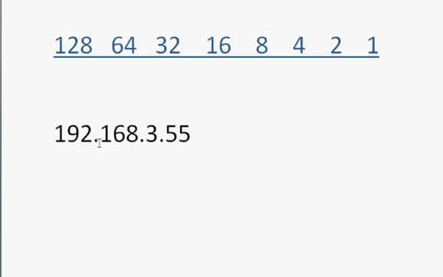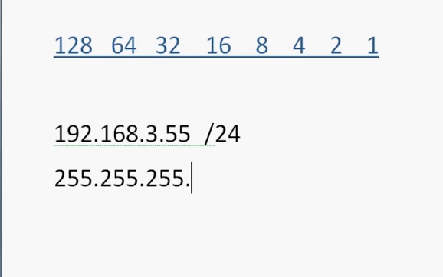So here I've got an IP address, 192.168.3.55, an IP version 4 address, and oftentimes in the CCNA you'll see it spelled like this with a /24, right? Well, right off the bat, what does that mean? The /24 is shorthand for the subnet mask, or the net mask, which in this case would be 255.255.255.0. And why is this 24? Why does that relate to this?